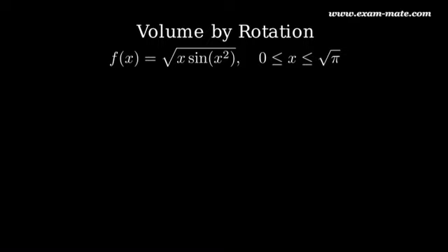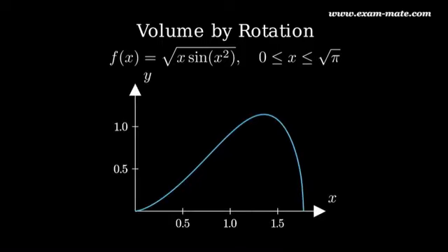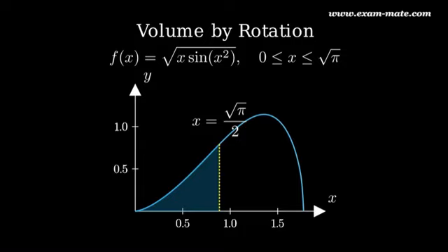Let's start by visualizing the region R that we'll be rotating. Here's our coordinate system, and here's the graph of our function. The region R is bounded by our function above, the x-axis below, and the vertical line at x equals square root of pi over 2. When we rotate this region around the x-axis by 2 pi radians, it forms a three-dimensional solid.